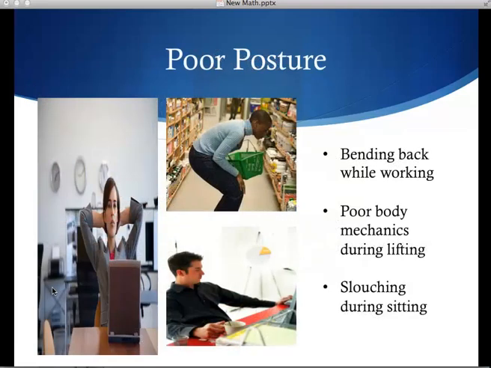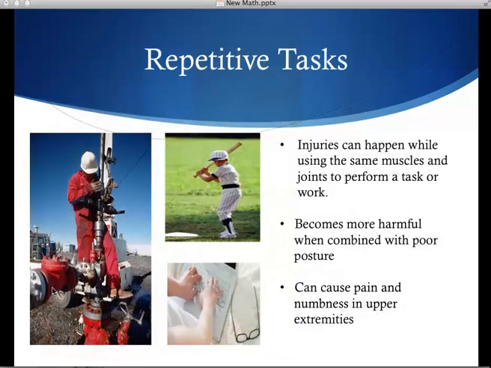Ergonomics also addresses poor posture, which can be bending your back while working or lifting. That can cause injuries. Or when you're sitting down on your chair, are you slouching during sitting? That can also cause injuries eventually. Injuries can happen while using the same muscles and joints to perform a task or work. So repetitive tasks during work become more harmful when combined with poor posture. So repetitive tasks can eventually cause pain and numbness in the upper extremities.